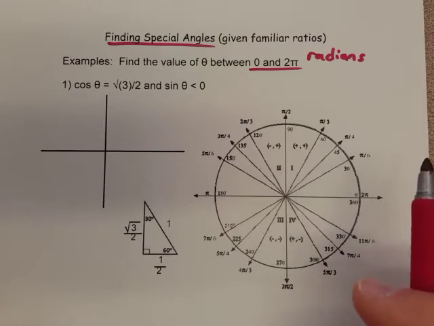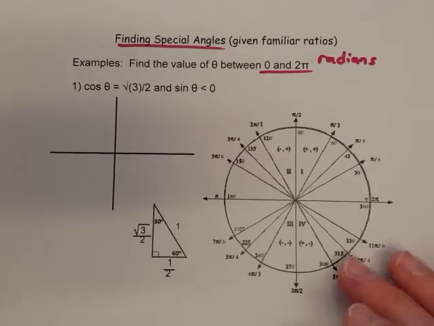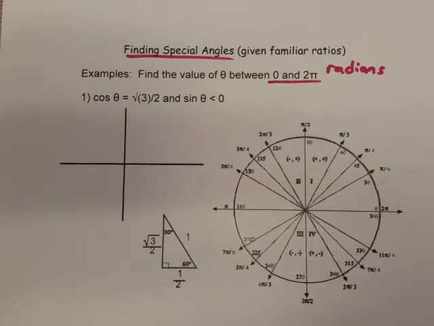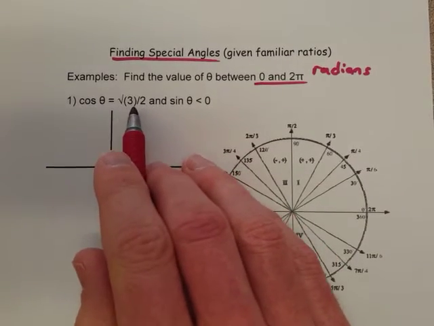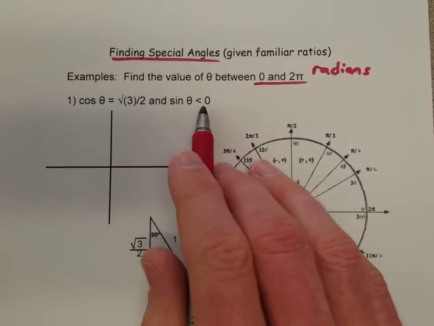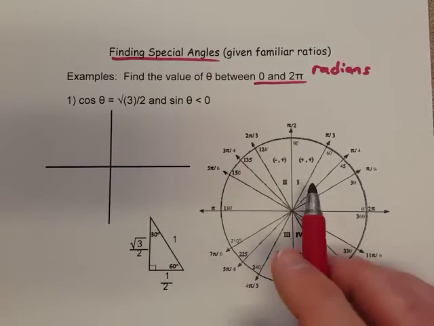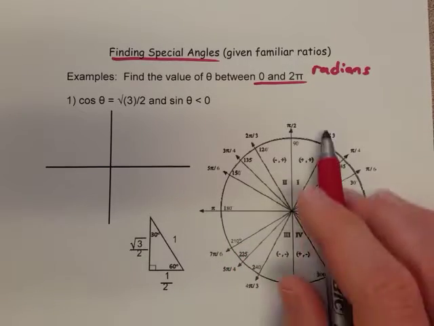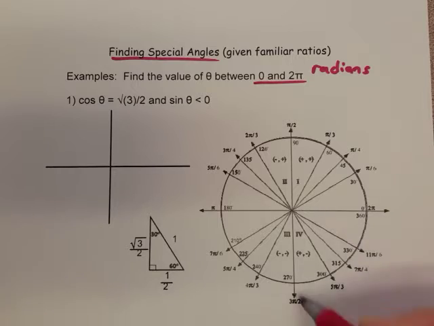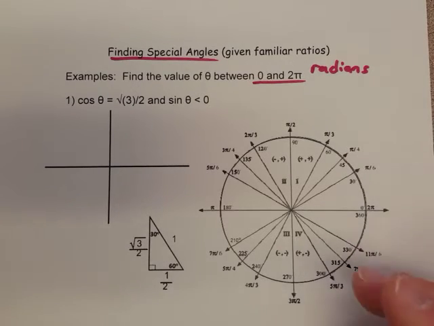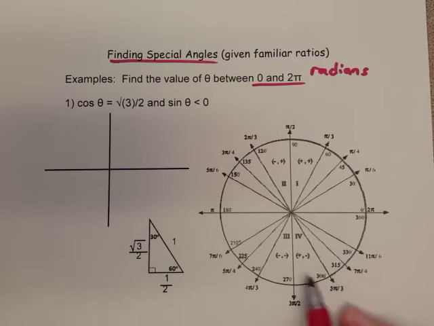Like last time, we're going to decide first of all which quadrant we're in. So we've got that the cosine is square root of 3 over 2, and that sine is negative. Well, if cosine is positive, that's going to mean over in one of these two, and sine being negative, that's going to be down here. So refer back to your map from the last example if you like. That means that we're going to be dealing with the fourth quadrant.